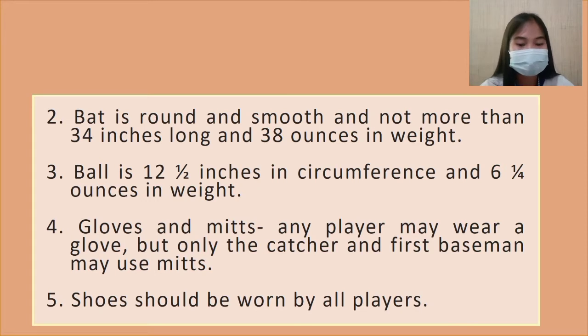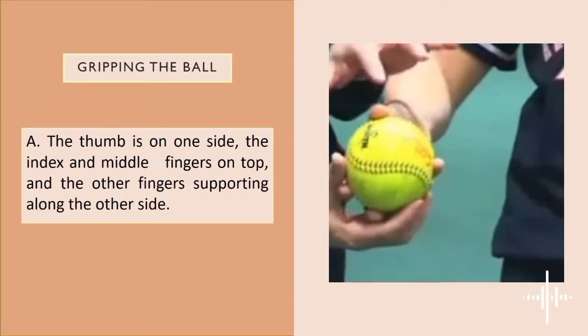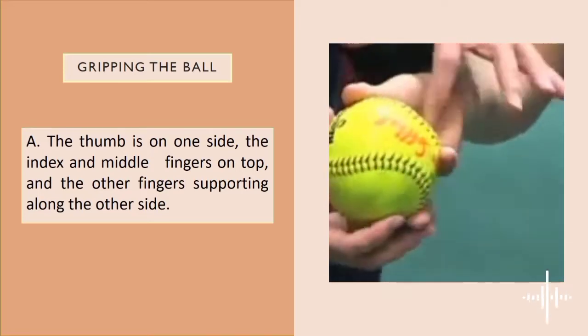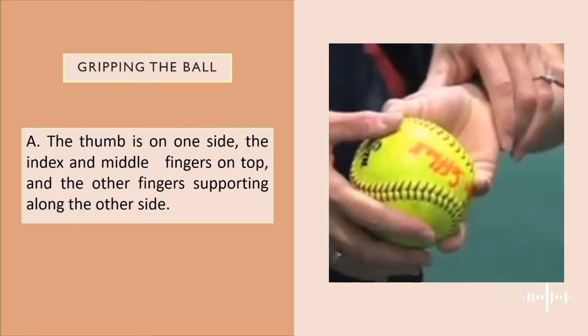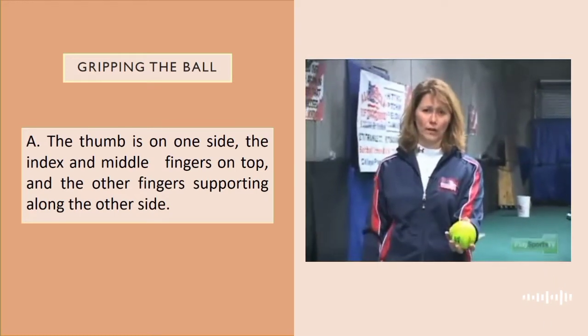Now, let us discuss the analysis of the basic skills of softball. First, we have gripping the ball. How to grip the ball. The thumb is on one side, the index and middle fingers on top, and the other fingers supporting along the other.